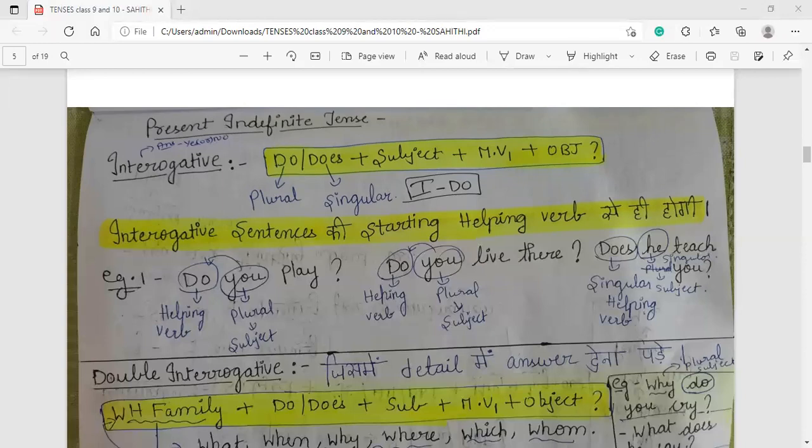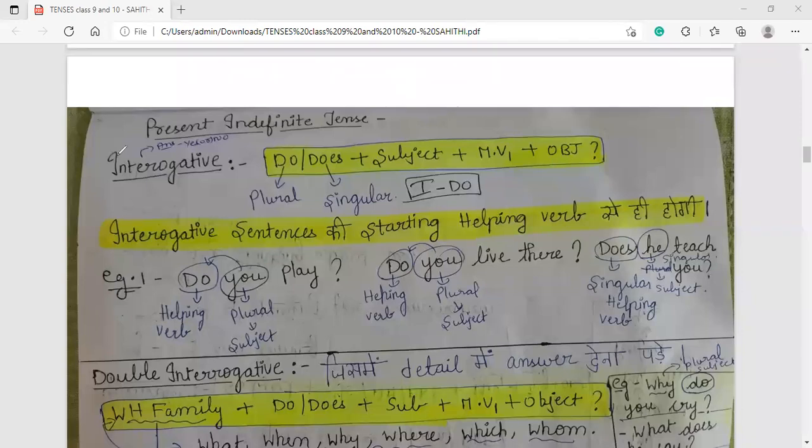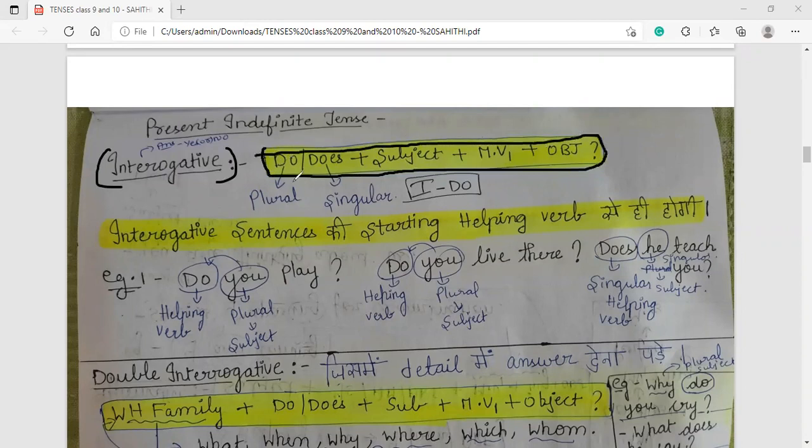Now, present indefinite tense. We will talk about present indefinite tense now. So, in this present indefinite tense, in the interrogative, one thing you need to remember. The helping verb is going to be added first. An interrogative sentence starts with the helping verb only.